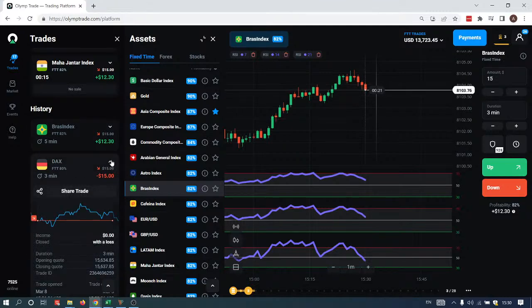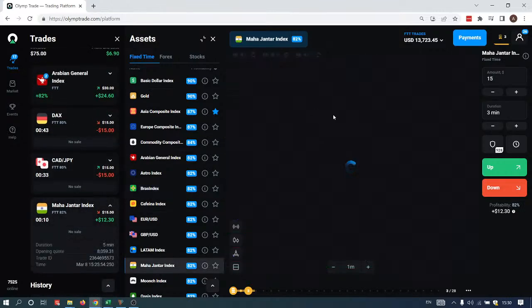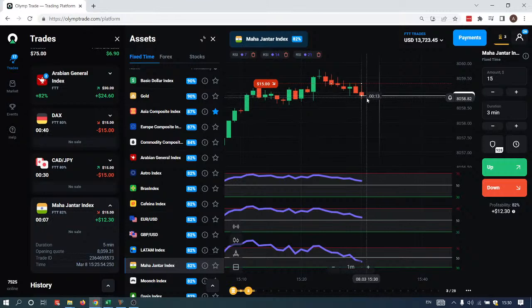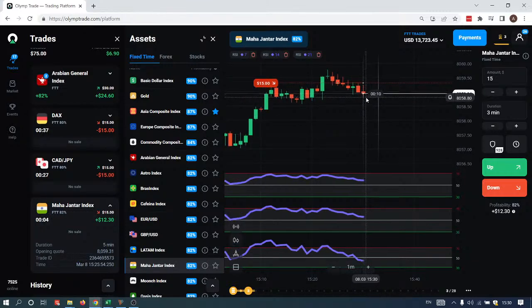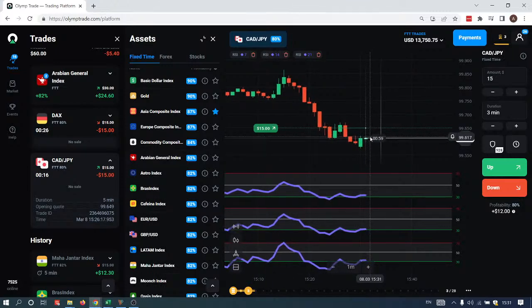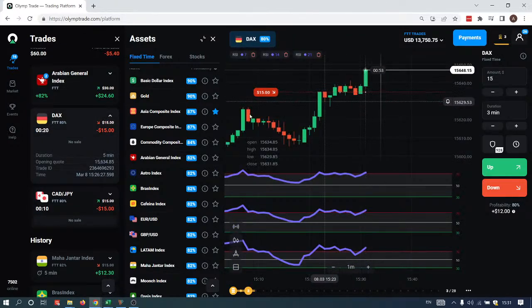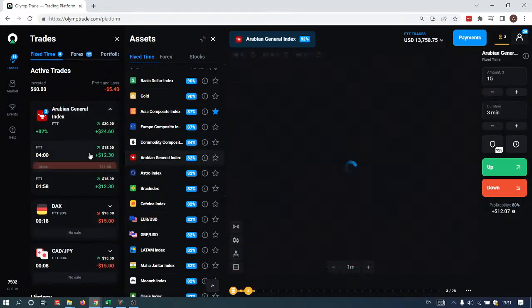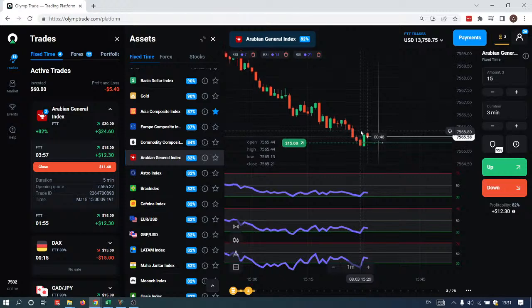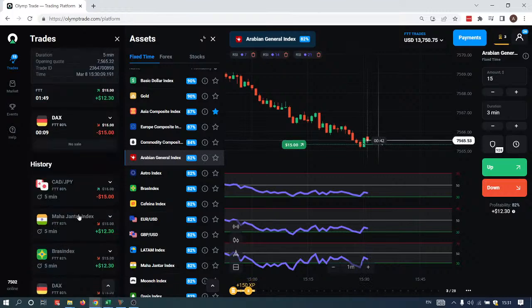Nice. DAX closes with a loss, and CAD JPY closes with a loss. Okay, so we have the Arabian General Index. Let's have a look. Well, I think I'm pretty safe and close to some profits with this position. Do I still hold any chance here? Well, maybe if I'm lucky enough. DAX just keeps breaking above, and the Arabian General Index, I think this can be a profitable trade, but time will show.